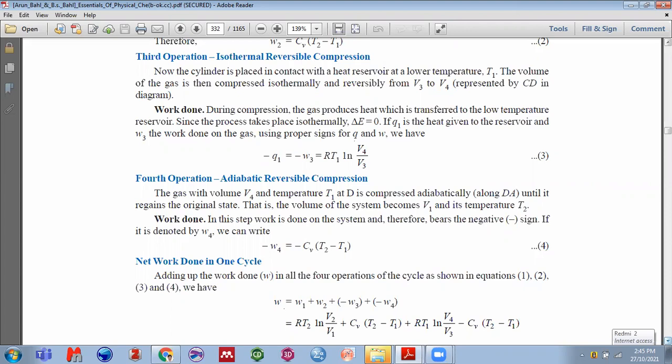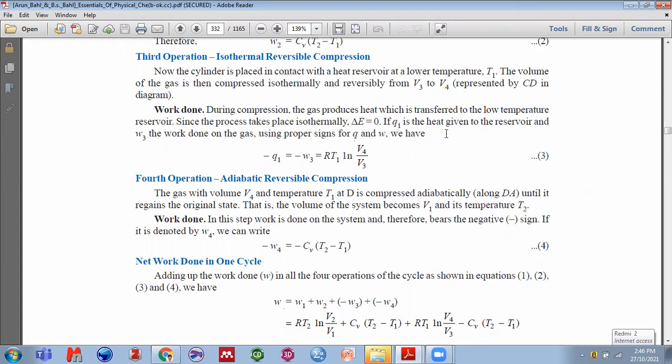the T1 V1 state, on subsequent adiabatic compression. It is represented by the CD portion of the curve. During compression, the gas produces heat which is transferred to the low temperature reservoir. Since the process takes place isothermally, dU is equal to 0.